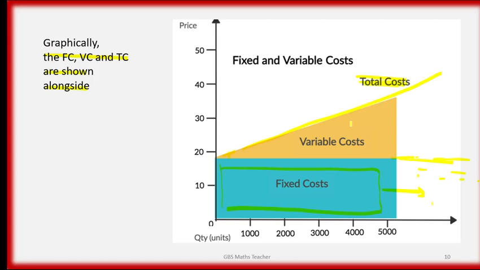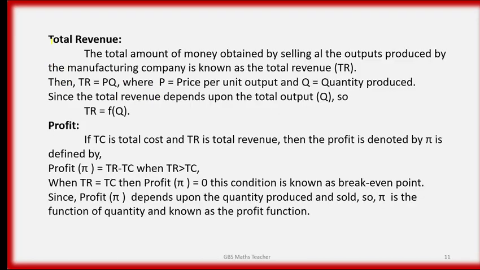Now about total revenue, dear students. What is total revenue? That's the income. The amount of money obtained by selling all the outputs produced by the manufacturing company is known as total revenue. TR equals PQ, where P is the price per unit of output and Q is the quantity produced. Since the total revenue depends upon the total output, it can be expressed as TR equals f of Q.